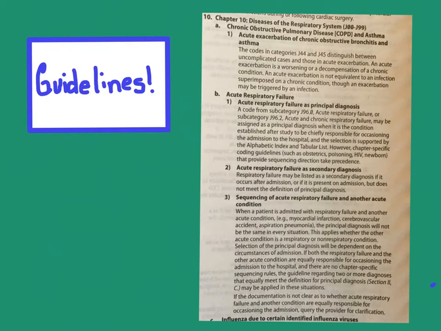Let's just take a quick look. So again, here we are in the Chapter 10 Respiratory Chapter-Specific Coding Guidelines. You can see that acute respiratory failure is addressed. It talks about ARF as a principal diagnosis, as a secondary diagnosis. It even addresses some sequencing concerns when it's coded with another acute condition. So again, a good place of reference. Don't be afraid to check these out each week.